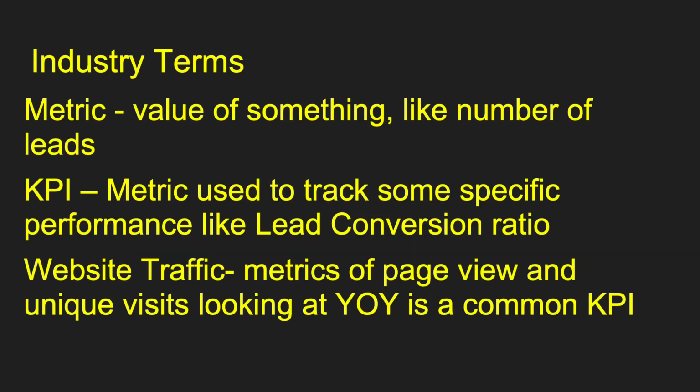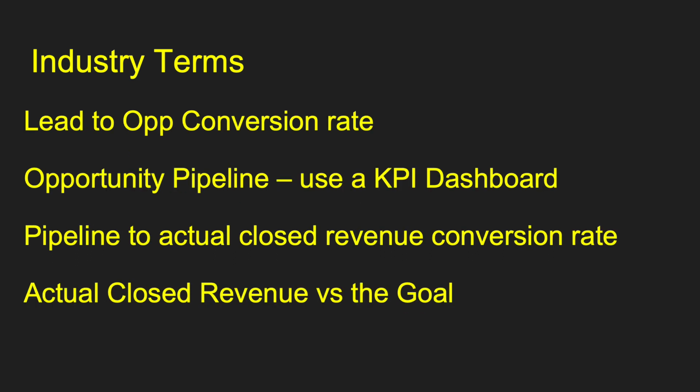Let's talk about metrics. This is the value of something. An example of this would be like the number of leads, a KPI. This is a metric that's used to track some specific performance, like lead conversion ratio. Website traffic. This is the metrics of page views and unique visit sites looking year over year as a common KPI.